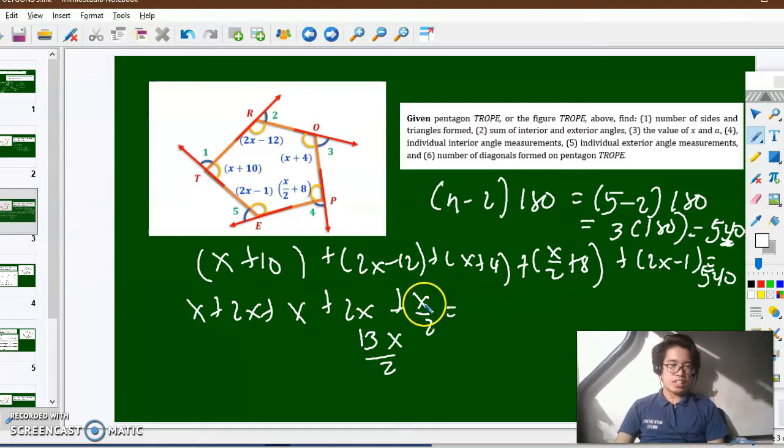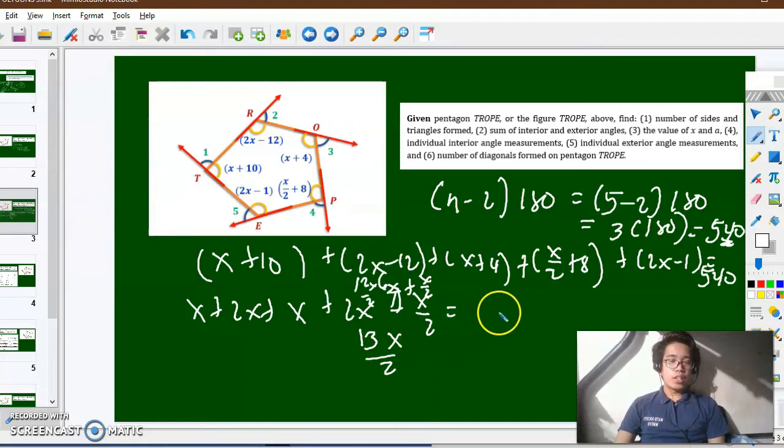You can see x over 2 this way: since we have 6x, that's 6x over 1, plus x over 2. We can transform the 6x into 12x over 2. So that's 12x over 2 plus x over 2. We add that, and 12 plus 1 is simply 13. So 13x over 2 is equal to 540.